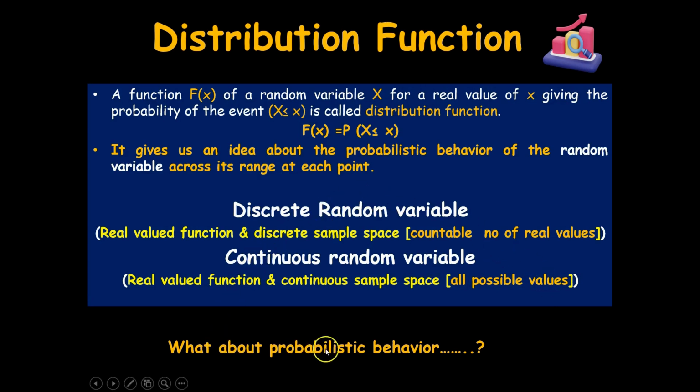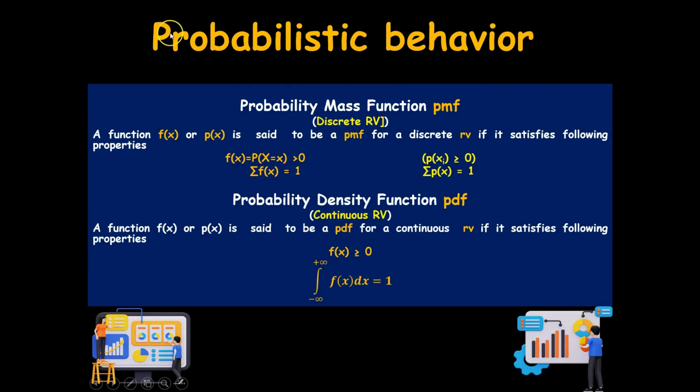But what about the probabilistic behavior of discrete random variable and continuous random variable? The probabilistic behavior of discrete and continuous random variables is defined by means of a function. One is known as probability mass function and another one is known as probability density function.